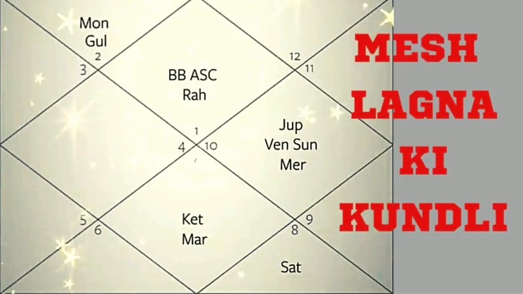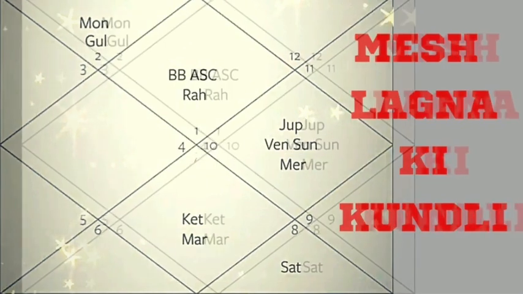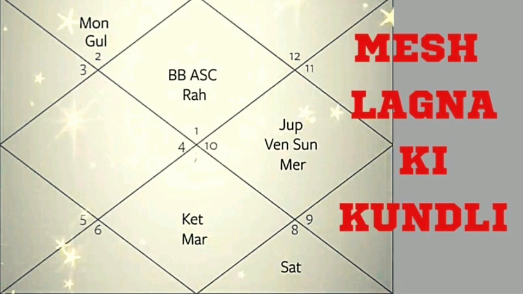Okay friends, now this is the chart of an Aries ascendant. It's written Mesh Lagna. Mesh Lagna means Aries, and Lagna is ascendant. Anyway friends, in astrology you should know languages. If you know languages also, you can be a very good astrologer. So here it's written like that.